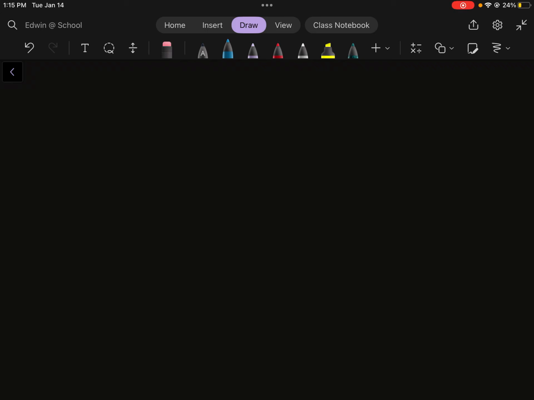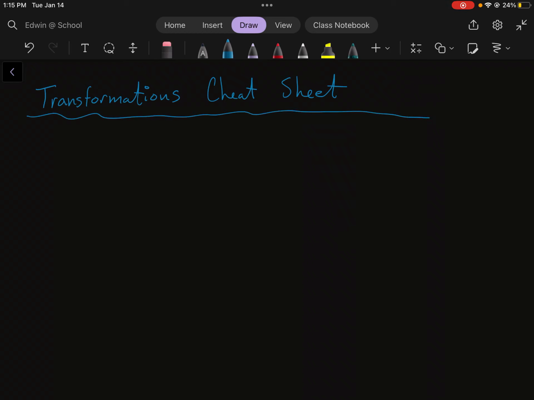Now this video is just going to be a review of what we already learned in 6.3. So lesson 6.3 talked about graphing transformations. And what we're going to make is a little cheat sheet. So I'm going to call this transformations cheat sheet. And transformations, remember, we talked about how if we have a function, we could see that function being changed.